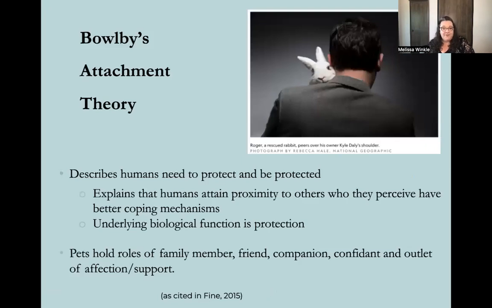Bowlby's attachment theory describes the human's need to protect and to be protected. It explains that humans attain proximities to others who they perceive have better coping mechanisms than themselves. It's an underlying biological function, and it is protection. Pets hold roles as family members, friends, companions, confidants, and outlets for affection or support.